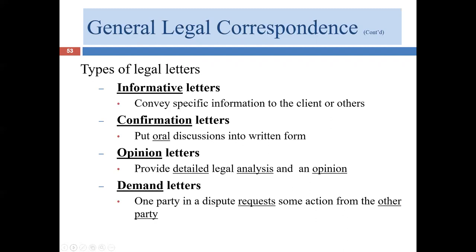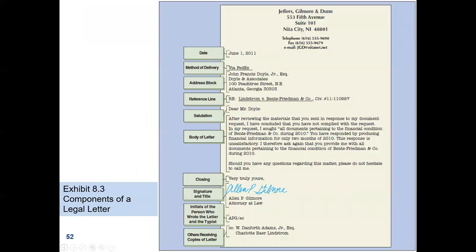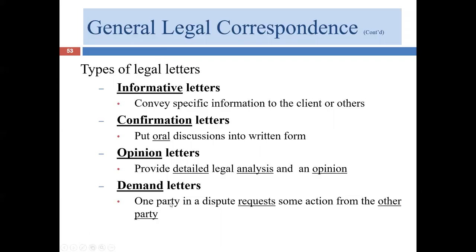So that's a very common letter for a paralegal to prepare. And again, you would use the same format, whichever particular type of letter you're writing. The next type of letter is a confirmation letter.